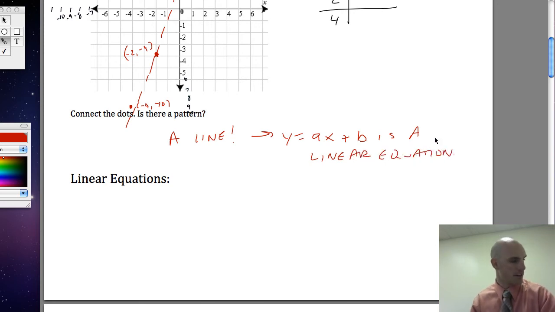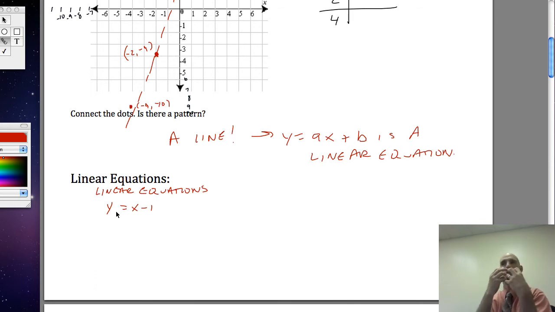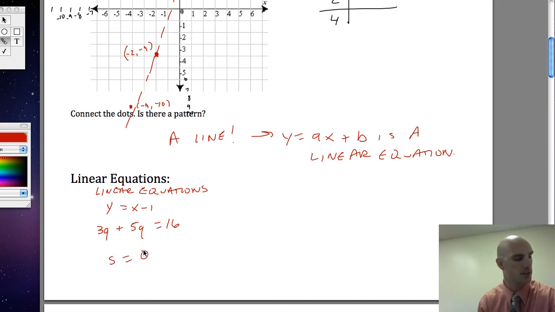What are some examples of linear equations? They would look like this. Y equals x minus 1. That's a linear equation. It's in the form of a, which is a constant, times x plus b. Also 3q plus 5q equals 16. What about s equals 0.2t? Those are all linear equations.